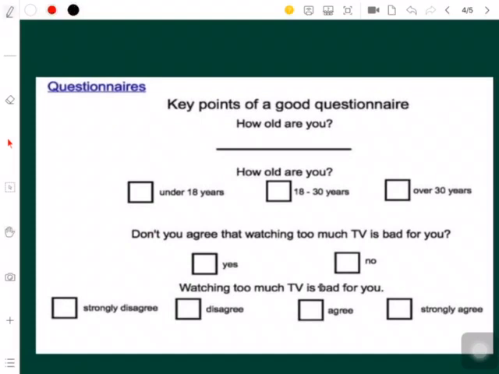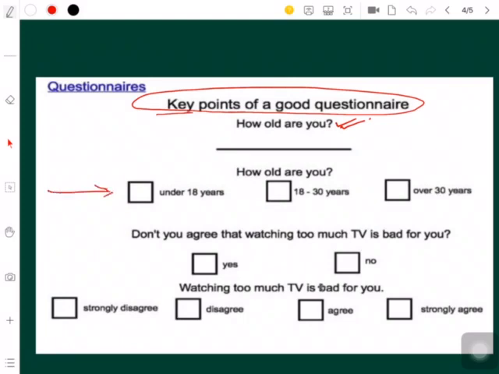When you are being asked a question, this question could be repeated in one more way in order to inquire whether you were truthful or accurate the first time itself. Key points of a good questionnaire, you can see. If I am asking how old you are, this is a question which may offend somebody, especially women folk. So you must keep this question in this way about the age: under 18, 18 to 30 years, or over 30 years.